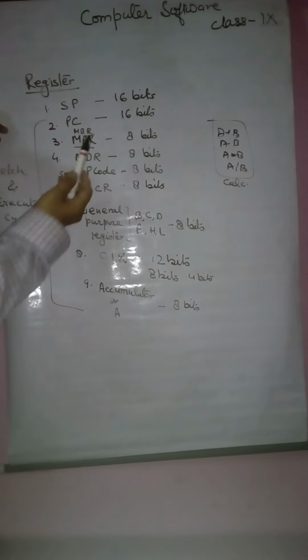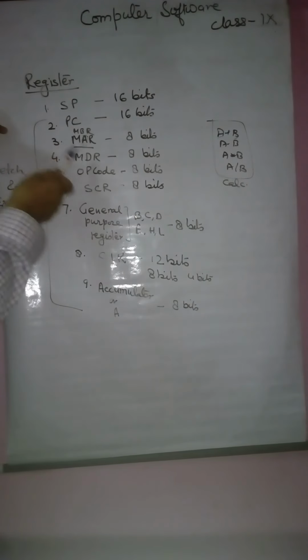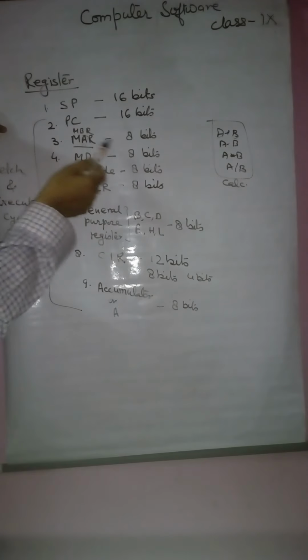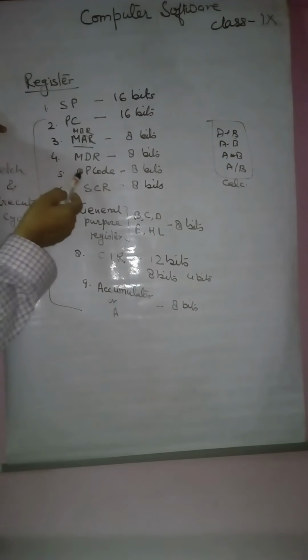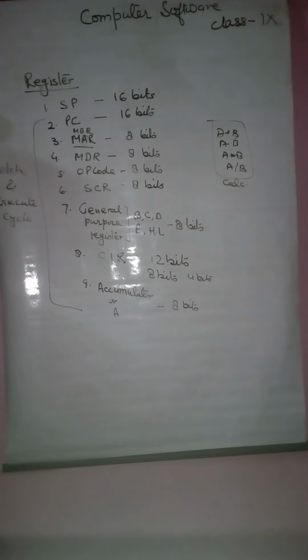Through program counter, it fetches the instructions, sub process one by one, and stores the operand in MAR and MDR, and OP code is used for storing the operators. SCR, sequence control register, maintains the sequence according to BODMAS rule, and B, C, D, E, H, L are for supporting memory space, and CIR is the last register, which is used for storing the operand and operator combined.